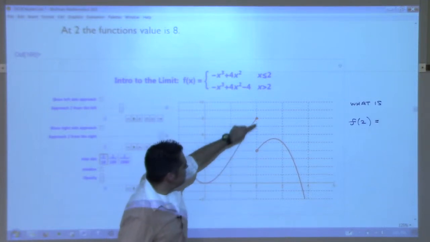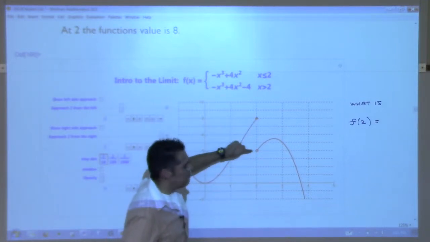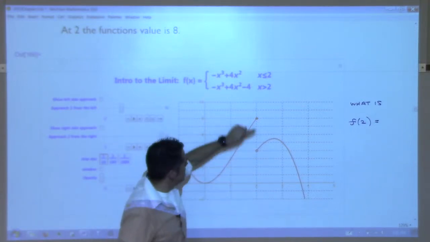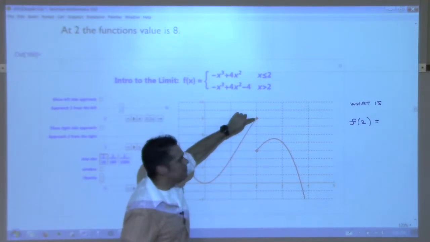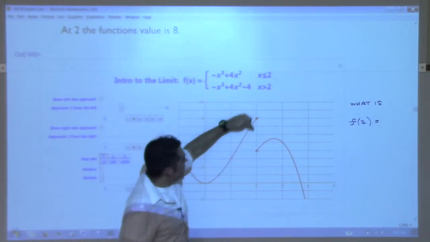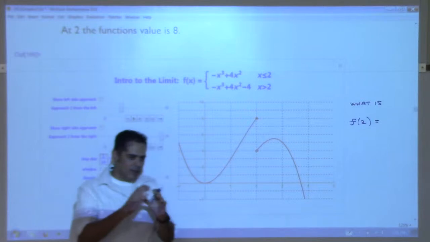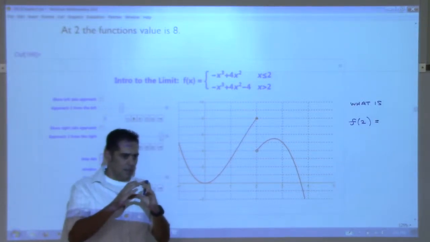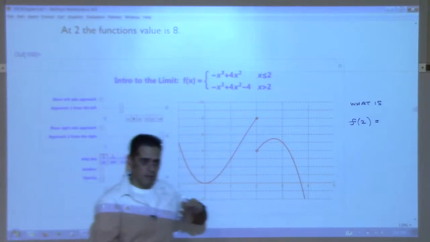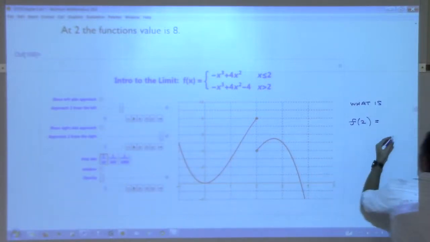Do you see the difference between these two right here? It may be hard to see for you. Do you see that that one has an open circle? It's an open circle, and see that's a solid dot? The dot implies that it's defined at that point to be this. The open circle means that it actually isn't there. It's empty. So f of 2 here would be 8 still. Okay? Everyone got that? Yes. So f of 2 is 8.